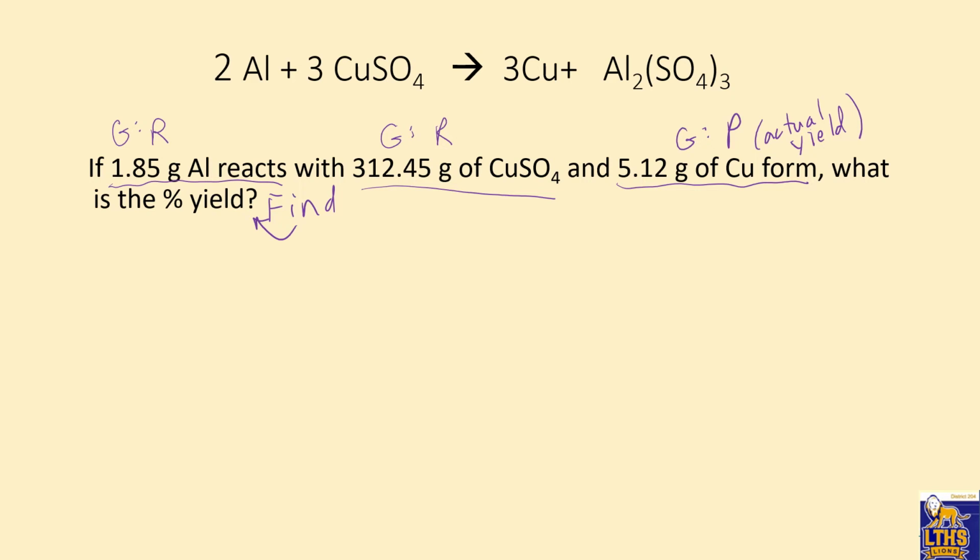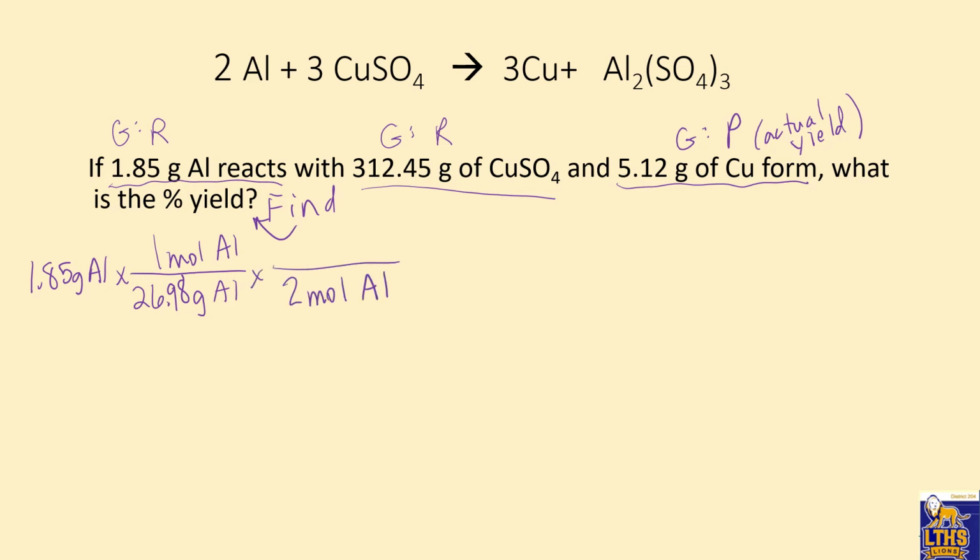So I'm going to pick one reactant. I'll pick 1.85 grams of aluminum. And I'm going to change aluminum into copper sulfate to see how much of that I need. So grams of aluminum, 26.98 for 1 mole. That came from the periodic table. All right, times 2 moles of aluminum for every 3 moles of CuSO4. Where did I get that? Coefficients, 2, 3, 2, 3, times 1 mole CuSO4 has a mass of 163.62.